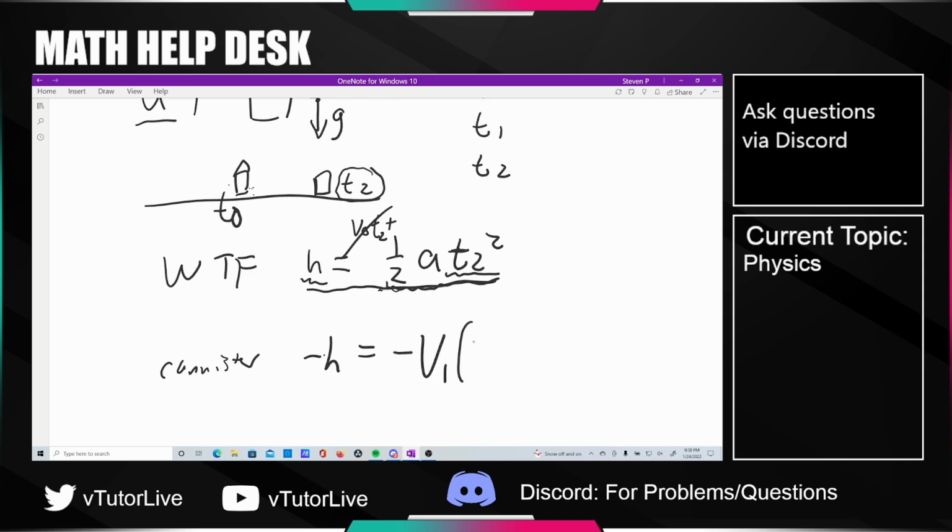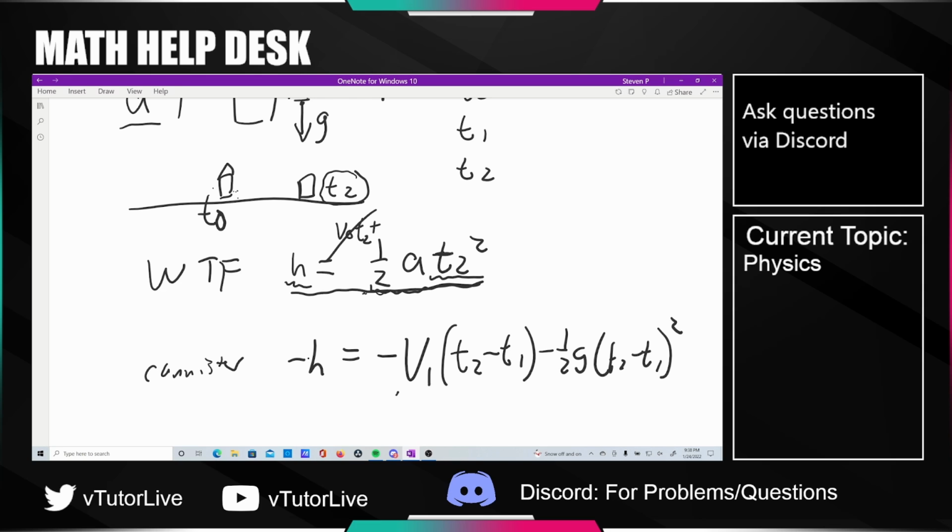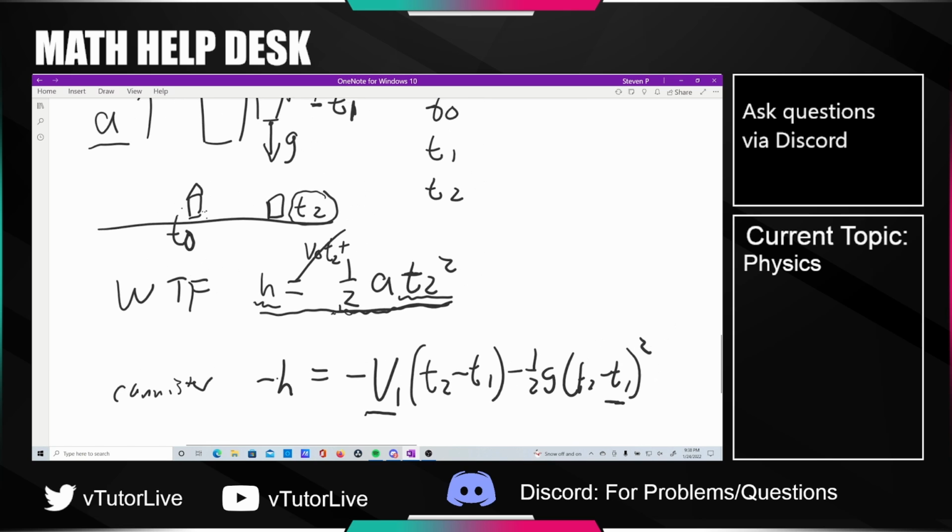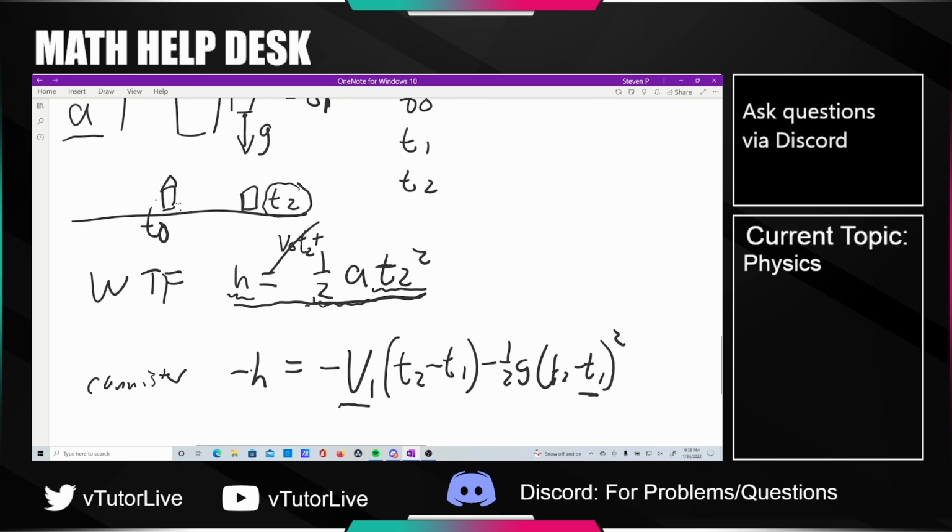So this is going to get a tiny bit more complicated. But it's going to be the difference between T2 and T1, minus 1/2 g (T2 minus T1) squared. And unfortunately, we just got to do a tiny bit of extra legwork to figure out what V1 and T1 are. I don't think that's too crazy, though.